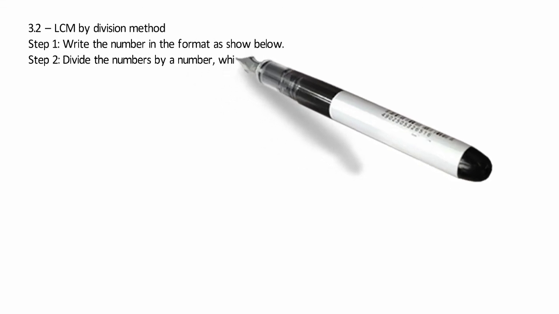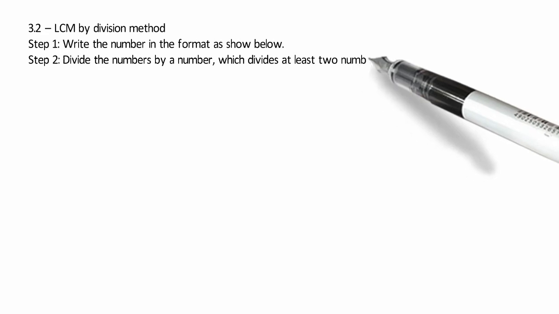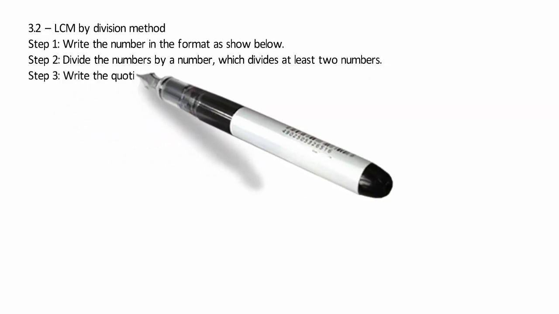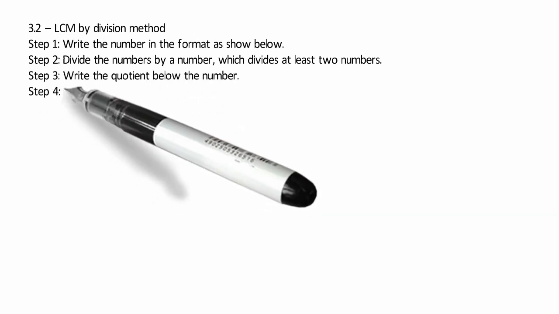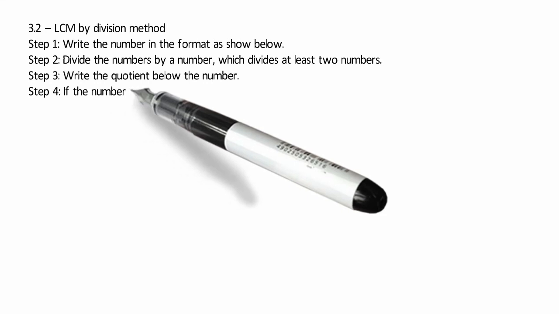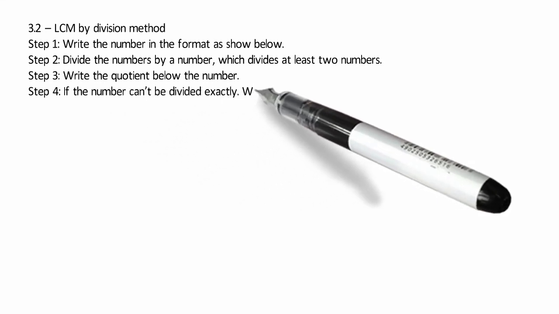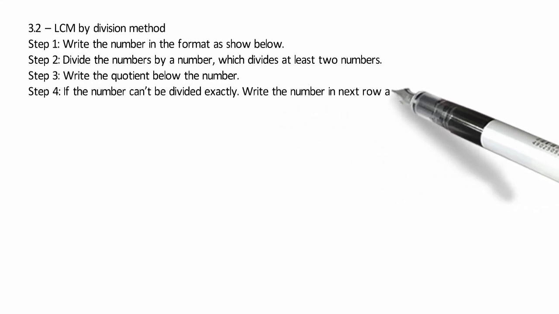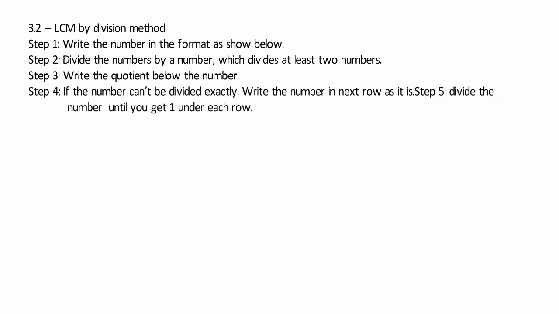Step 2. Divide the numbers by a number which divides at least two numbers. Step 3. Write the quotient below the number. Step 4. If the number can't be divided exactly, write the number in the next row as it is. Step 5. Divide the numbers until you get 1 in each row.